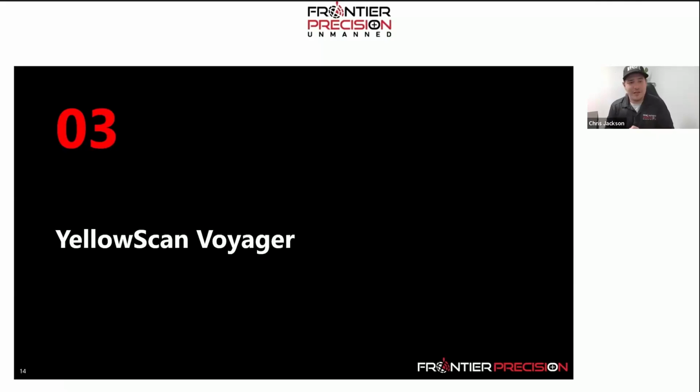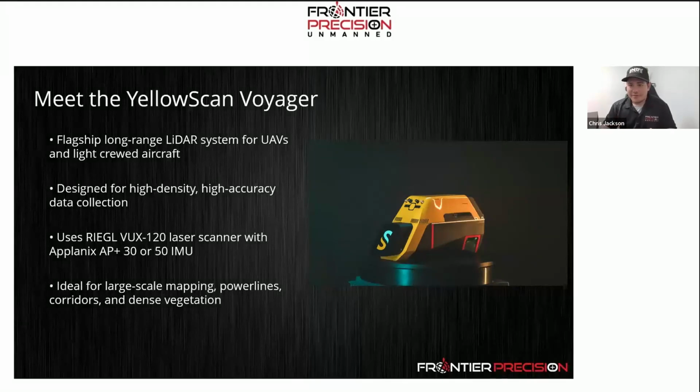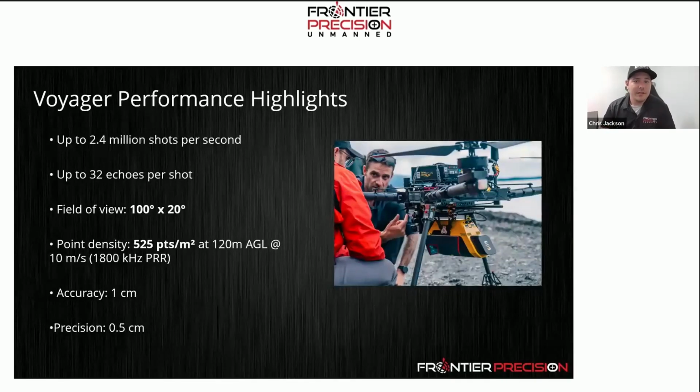Next, going into the star of YellowScan's lineup, I'm going to talk about the YellowScan Voyager. So, a little information on it here. It's designed for UAV, light manned aircraft, or helicopter operations. This is the top-of-the-line sensor that YellowScan offers, and it was designed for high-density, high-accuracy data collection. It's using the RIEGL VUX-120 scanner with an Applanix AP30 or AP50 IMU, and it's really ideal for these large-scale mappings. We'll see a little more on the next slide why.